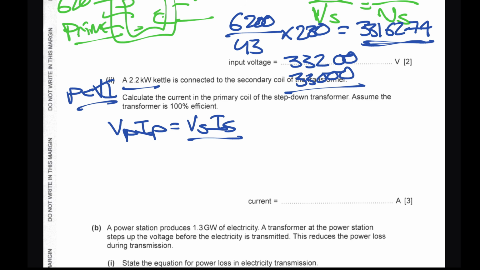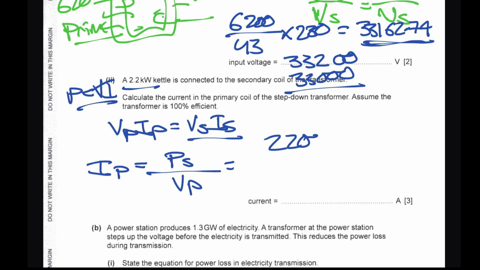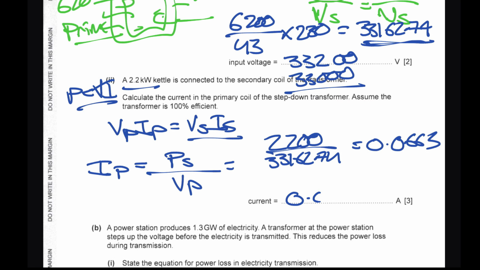VSIS is equal to the power. So we write voltage in current in primary, that's what they want, is equal to VSIS. So we can write power in secondary divided by VP, voltage in primary. Power in secondary is 2200 divided by voltage in primary. Voltage in primary is 33162.74. And if we do the maths, it's going to be 0.0663. So we can write 0.663, or you can just write 0.066, whichever one you're comfortable with.